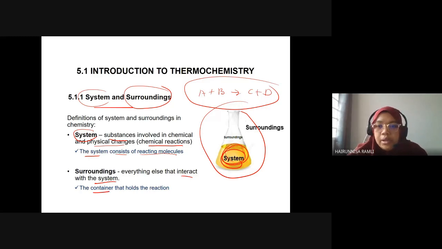Okay, ataupun it can be the temperature outside ni. So kat luar tu is also the surrounding lah. Kalau you buka kipas ke ataupun you panaskan ke, you heat this one, that also is the surrounding.